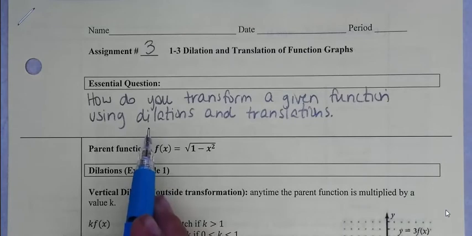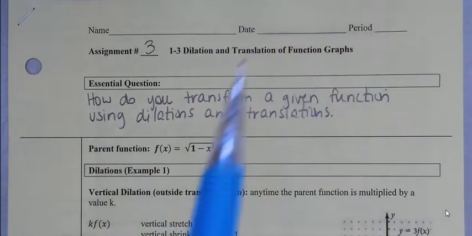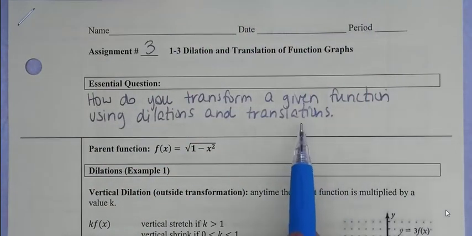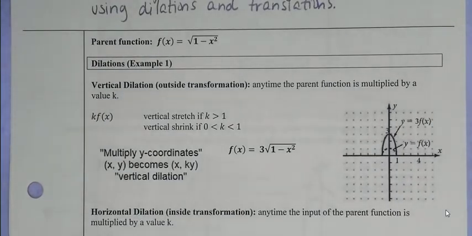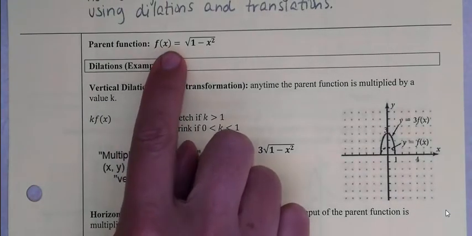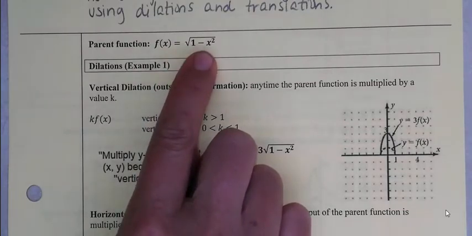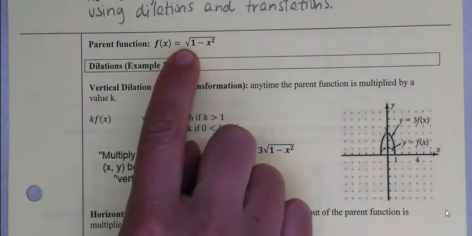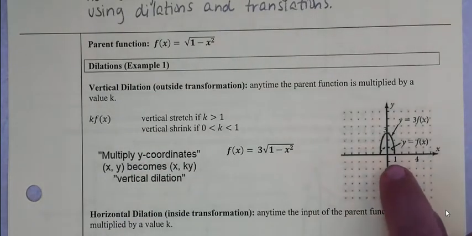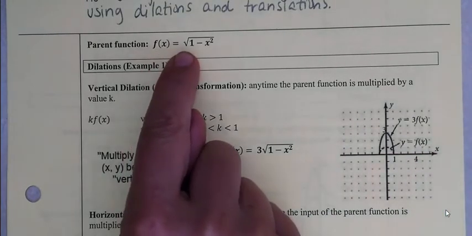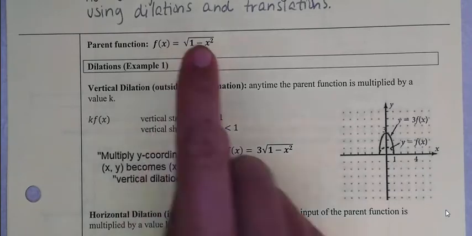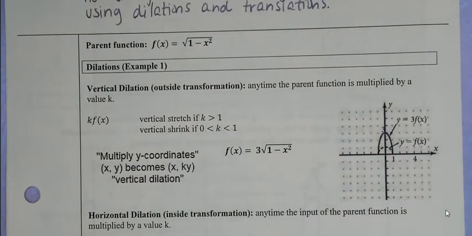So remember, a dilation basically stretches or shrinks a graph, and translations shift a graph around. So we are going to be using the parent function f of x equals the square root of 1 minus x squared. This is basically a semicircle. So you can see this dotted line right here. That's the parent graph, y equals f of x, and our f of x is, again, the square root of 1 minus x squared, which is a semicircle with radius of 1.